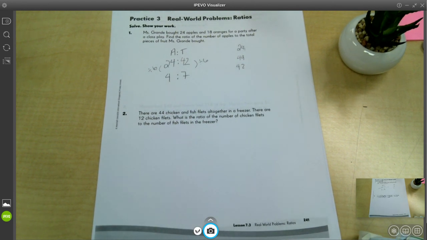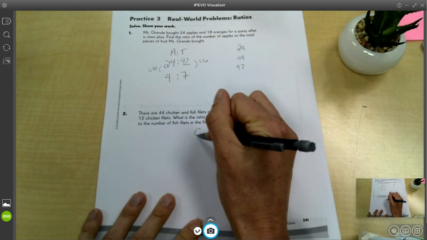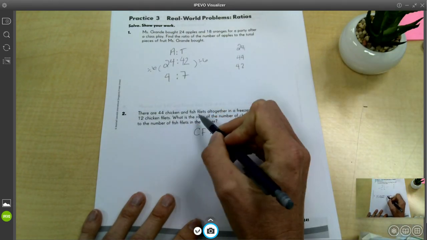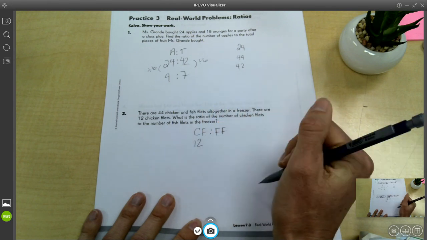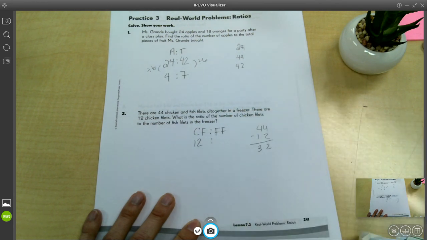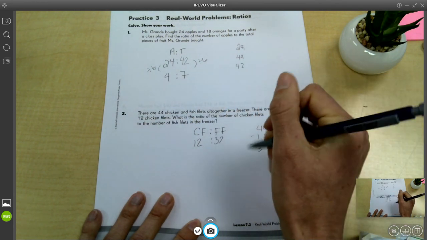All right, there are 44 chicken and fish fillets all together in a freezer. Sounds like a very interesting freezer there. Stocking up for the apocalypse, perhaps. There are 12 chicken fillets. What is the ratio of the number of chicken fillets to the number of fish fillets in the freezer? So I'm looking for chicken fillets to fish fillets. There are 44 altogether and 12 chicken fillets, so I need to do 44 minus 12, which means there must be 32 fish fillets.